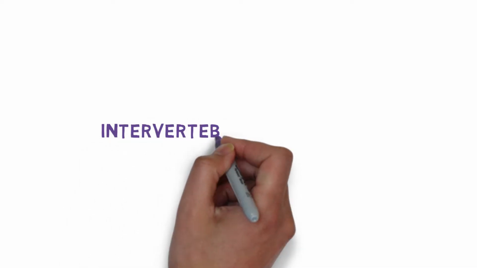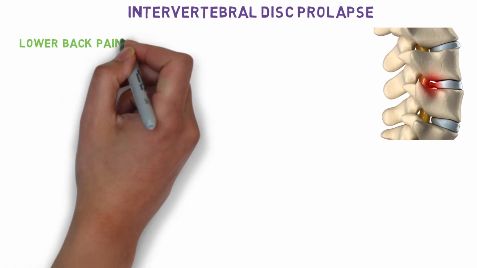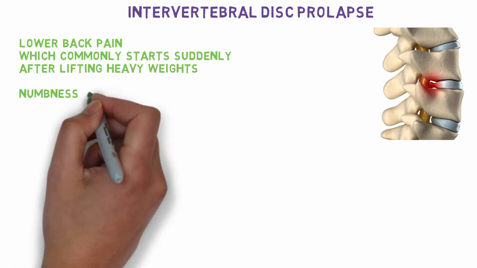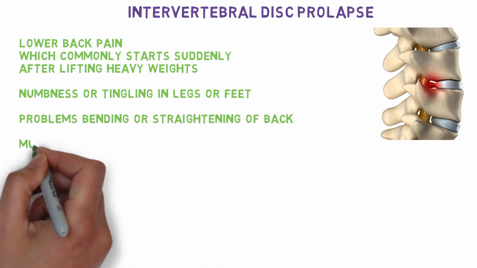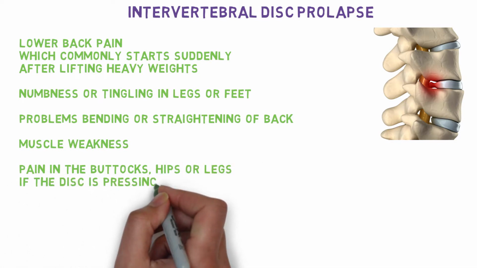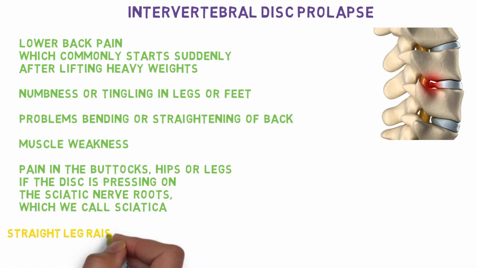Moving to the intervertebral disc prolapse. A prolapsed disc occurs when the outer fibers of the intervertebral disc are injured, and the soft material known as the nucleus pulposus ruptures out of its enclosed space. Symptoms of intervertebral disc prolapse are lower back pain, which commonly starts suddenly after lifting heavy weights, numbness or tingling in legs or feet, problems bending or straightening of back, muscle weakness, pain in the buttocks, hips or legs if the disc is pressing on the sciatic nerve roots, which we call sciatica. Straight leg test is positive on examination.